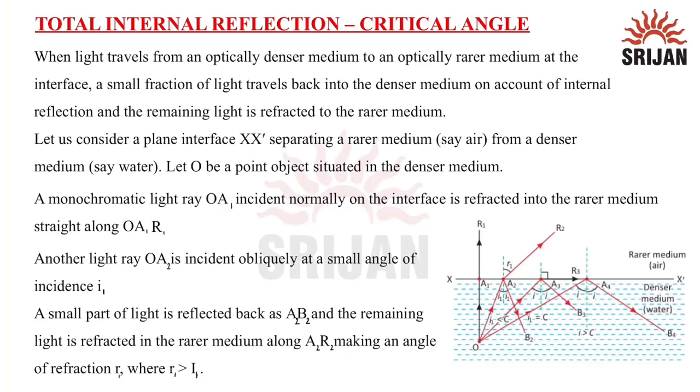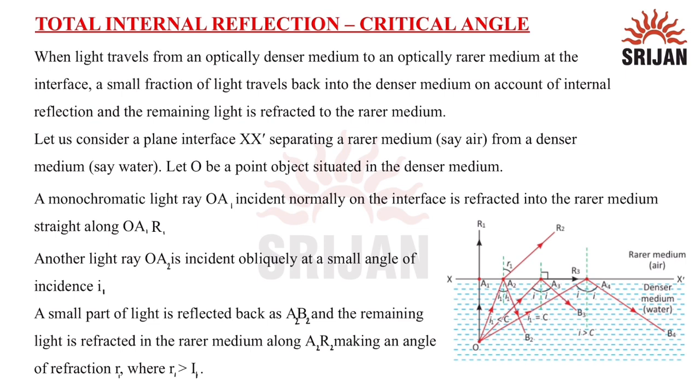In this video, we will learn about total internal reflection and critical angle. We know for a fact that when a light travels from an optically denser medium to an optically rarer medium, say a light is traveling from water to air, in such conditions, a small fraction of light travels back into the denser medium on account of internal reflection, and the remaining light is refracted to the rarer medium.